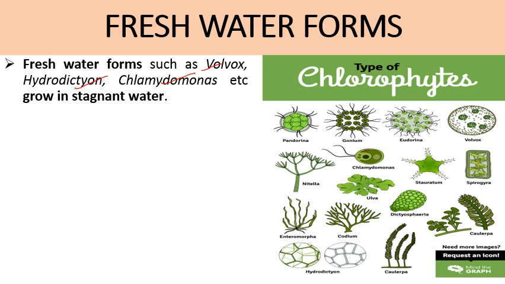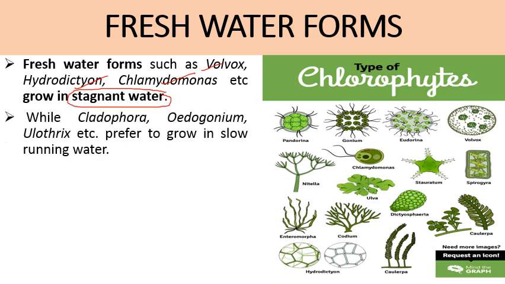These algae prefer to grow in stagnant water. जो पानी stagnant होता है, रुका हुआ होता है, like we have water in lake, pond or tanks, तो उस water में ये algae prefer करती है grow करना. They are freshwater algae. Then we have algal members like Cladophora, Udogonium, Eulothrix. They prefer to grow in slow running water. ये slow running water में grow करना prefer करते हैं.